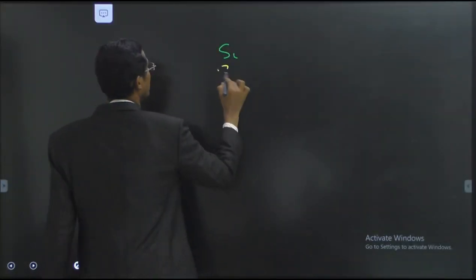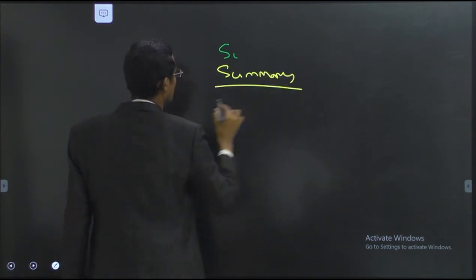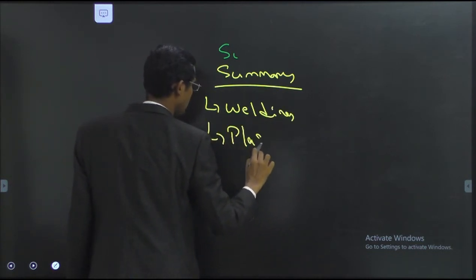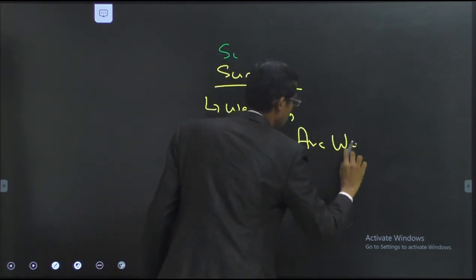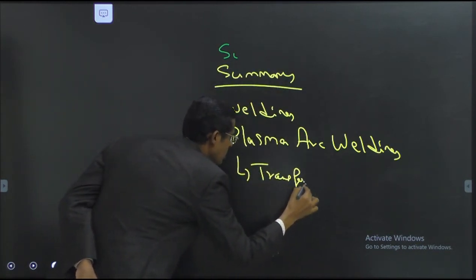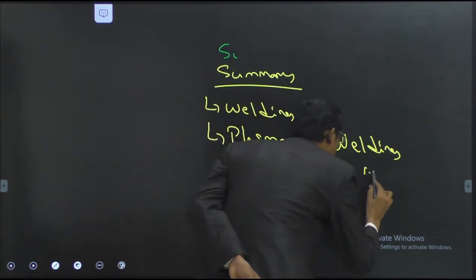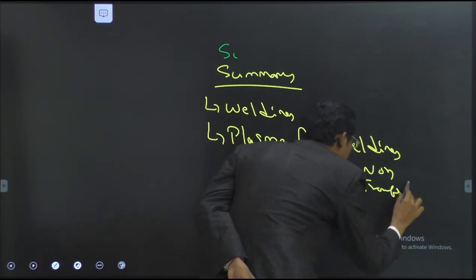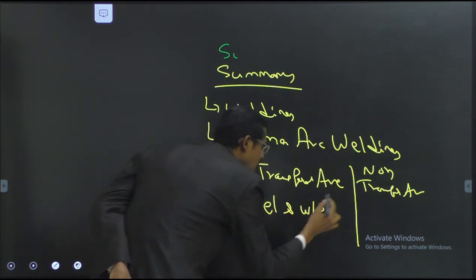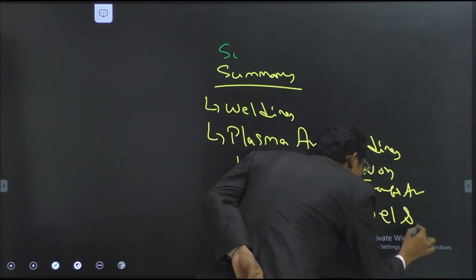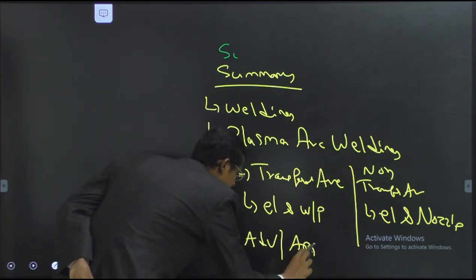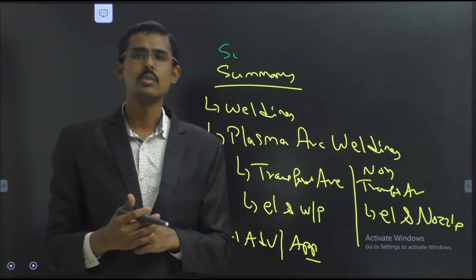The summary: in welding, we have seen today about plasma arc welding. In this we have seen about transferred arc and non-transferred arc. Here the contact between electrode and workpiece. Here the contact between electrode and nozzle. Along with that we have seen about advantages and applications. The remaining part of the subjects we will see in the next session. Thank you.